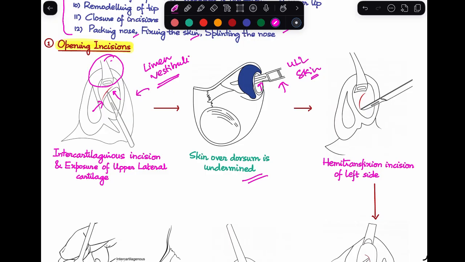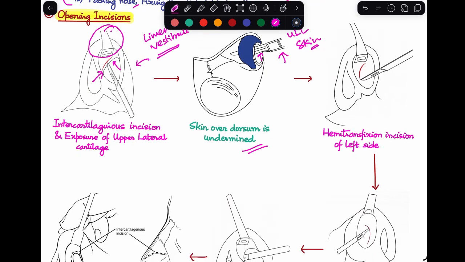After this, our next step would be to give the transfixion incision. So before we do that, there are particular steps to it. First of all, we'll make a hemi-transfixion incision on the left side. That is on one side. So we have given the hemi-transfixion incision on one side. Again, to learn more about hemi-transfixion incision, I already have a video on septoplasty incisions where I discuss it in detail. You can check it out over there.